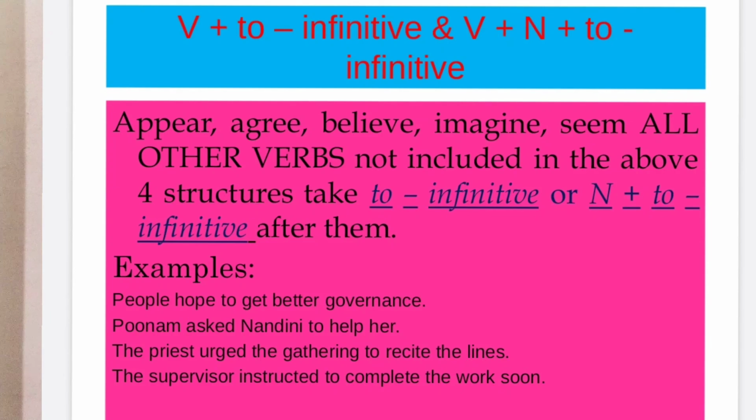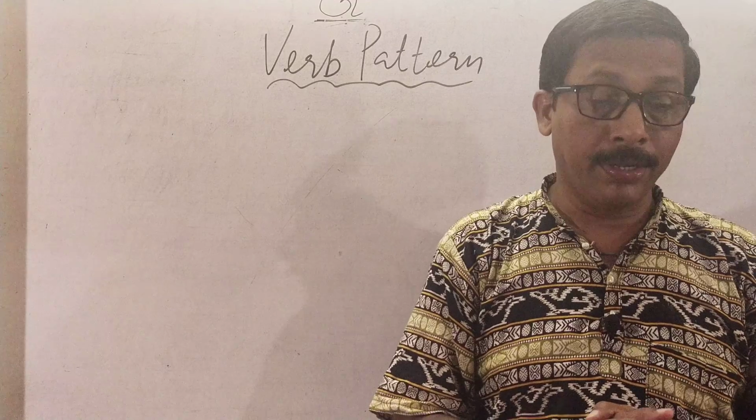Examples here are: people hope to get better governance. Here, to get because of hope. Poonam asked Nandini to help. Ask is the verb, Nandini is a noun, then to help. The priest urged the gathering to recite the lines. To recite after the gathering noun and urge verb. The supervisor instructed to complete the worksheet. Instruct and to complete. This is all about the verb pattern.